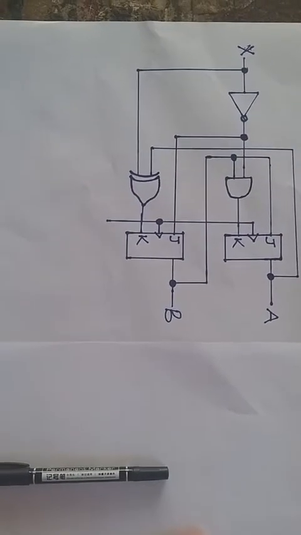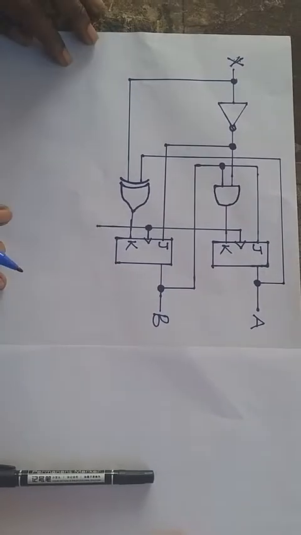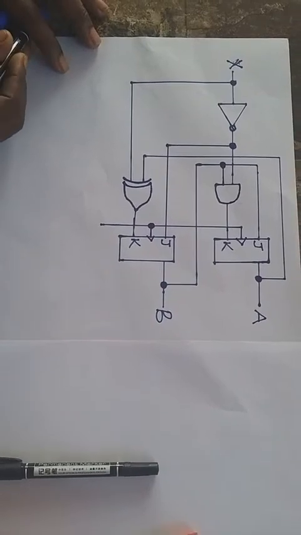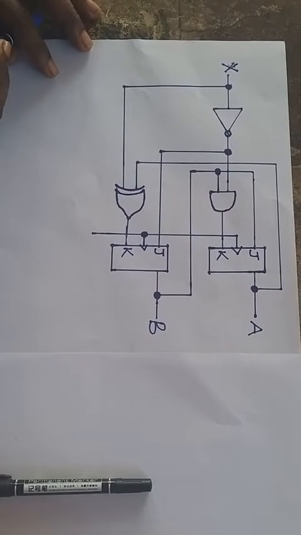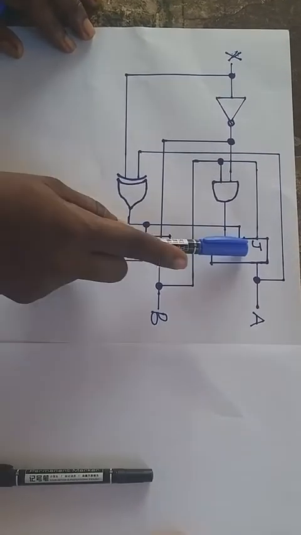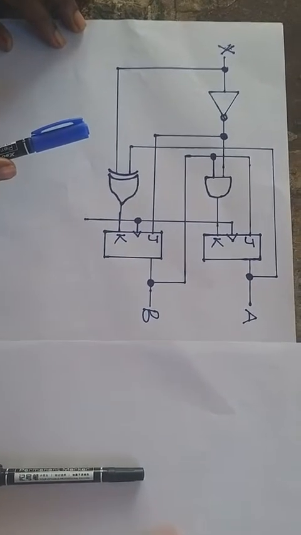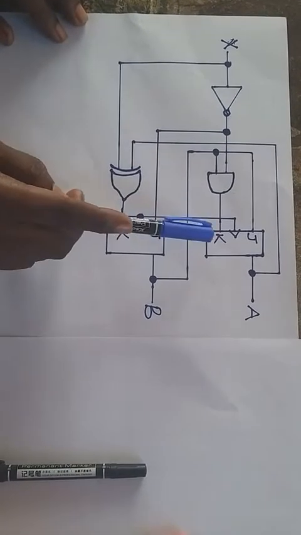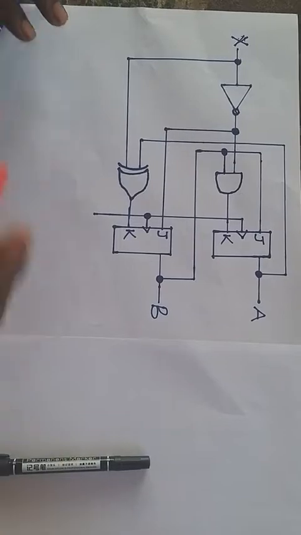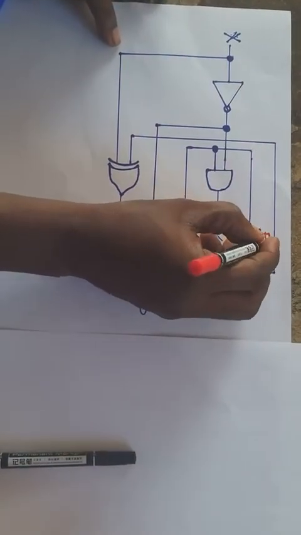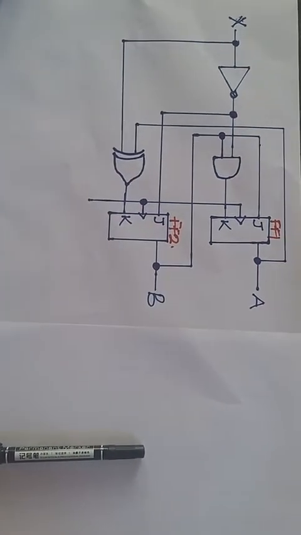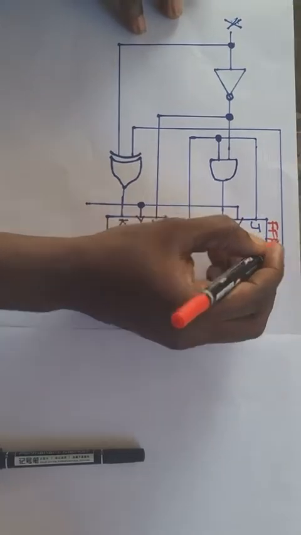Hello class. We are going to analyze another circuit and look at its behavior. In this circuit, you see that we have two JK flip-flops, and the input to the first JK flip-flop. Let me call this flip-flop 1 and this flip-flop 2. Or flip-flop A and flip-flop B.